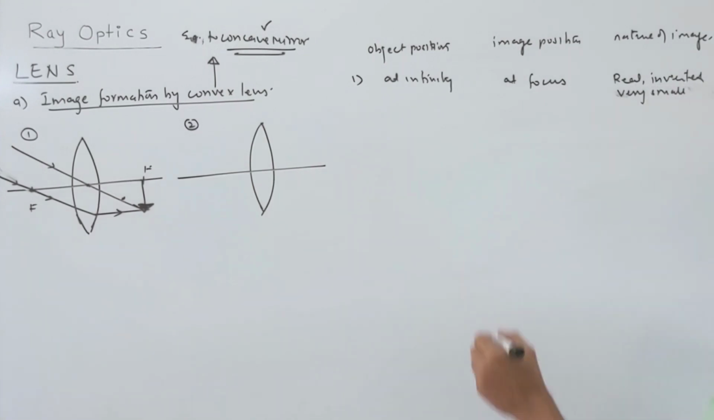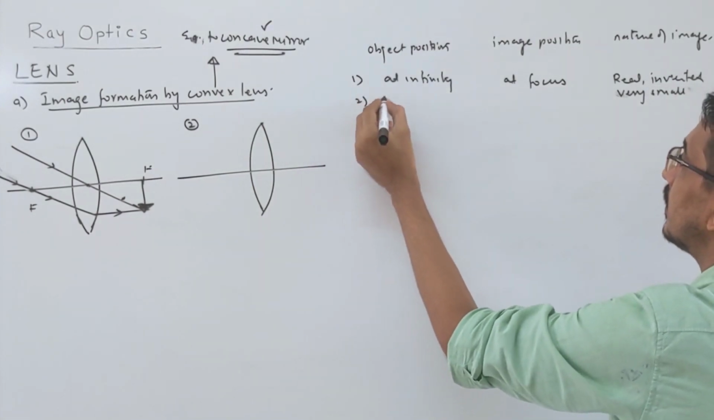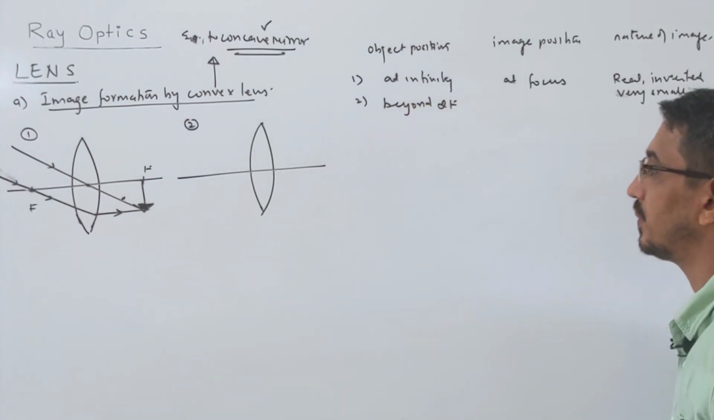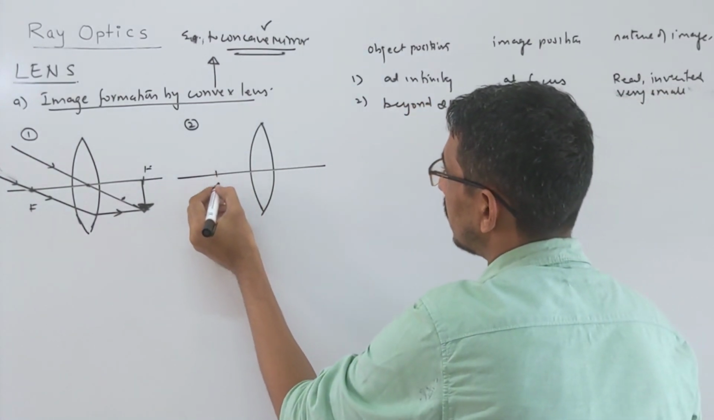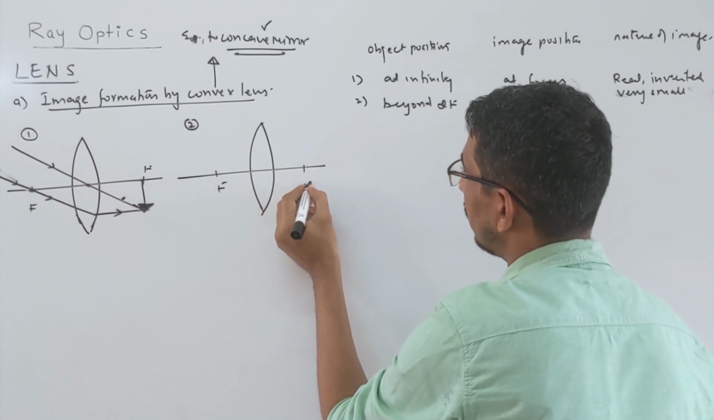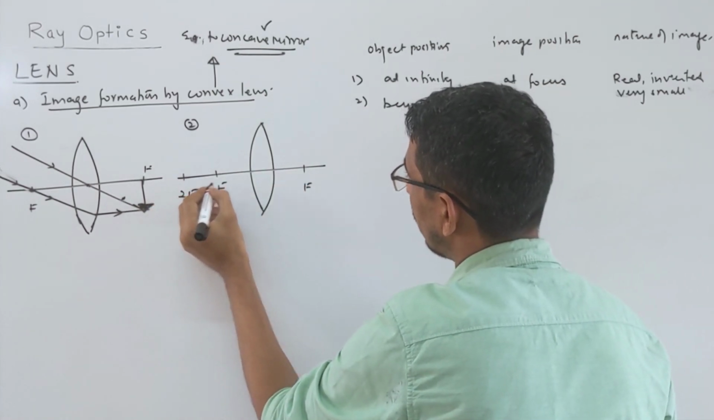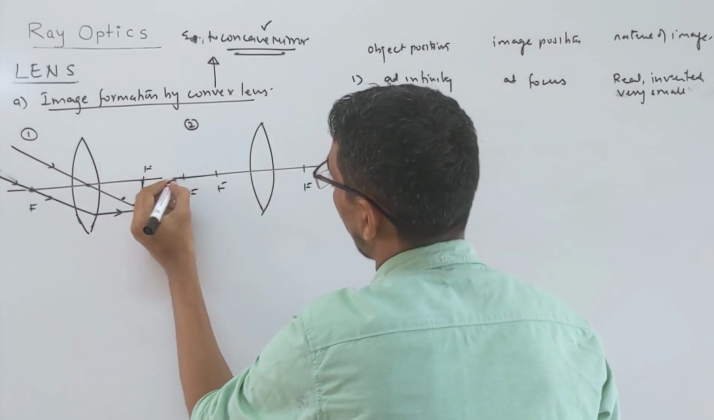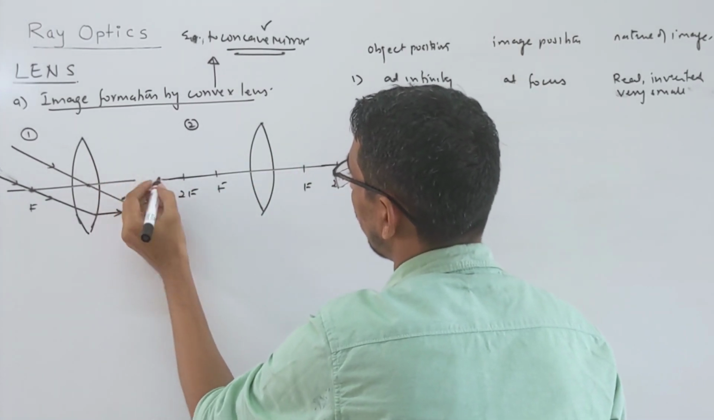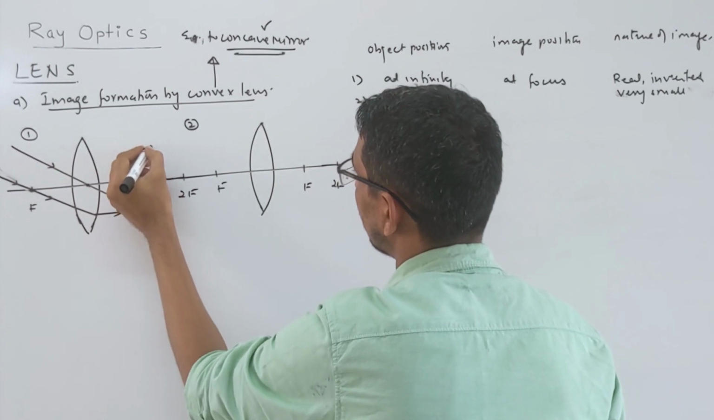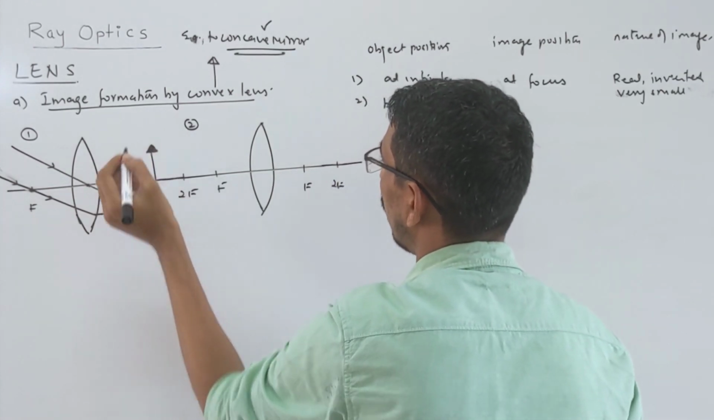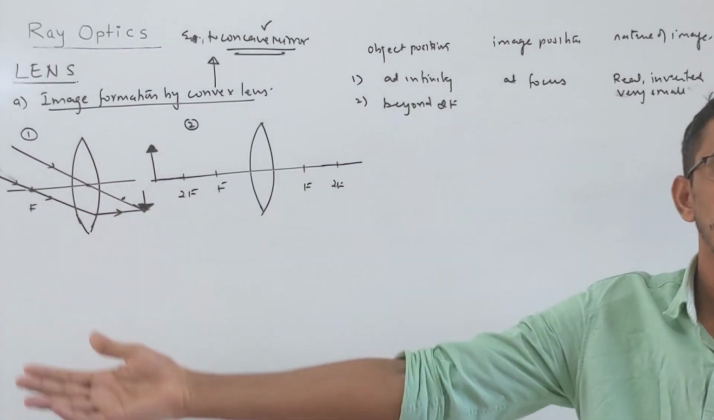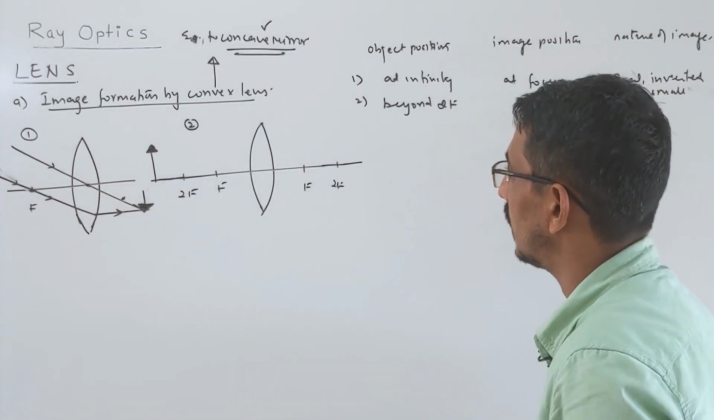So where are you putting the object? I'm writing here, beyond 2f. Okay. So let's write, this is your f, and this is your 2f. On this side is your 2f. Okay. So now I'm putting the object here. This is your object. It's placed at what? Close to 2f, or away also, but beyond 2f only. Okay. Yes. So let's draw.